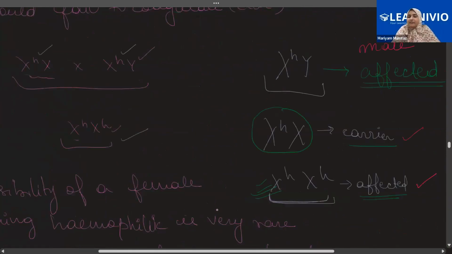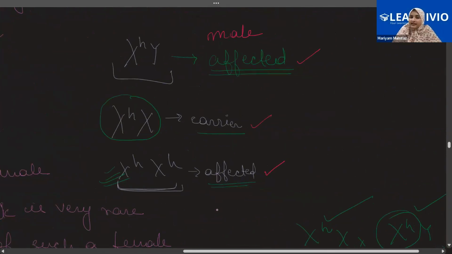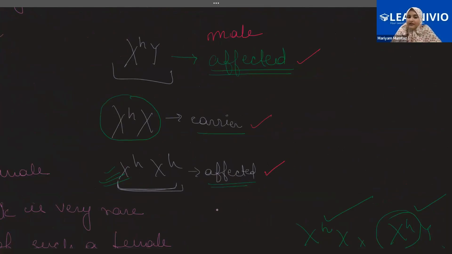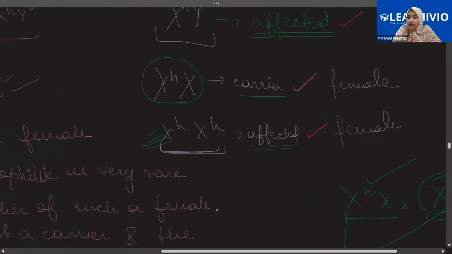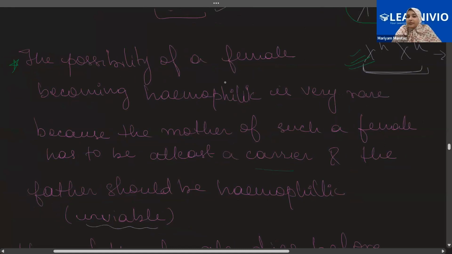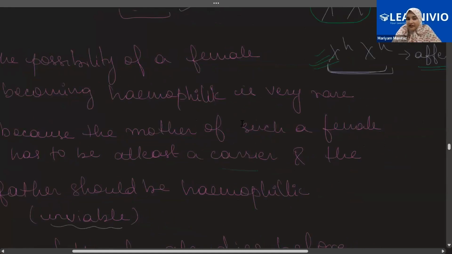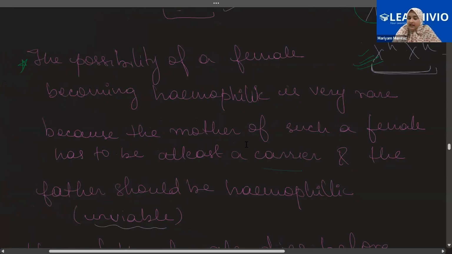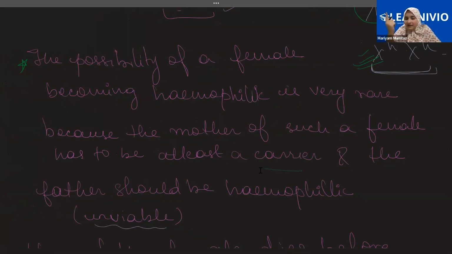Okay. Now the same cases apply here. XHY will be the affected male because again this is an X-linked recessive disorder. XHX will be a carrier female and XHXH will be the affected female. Okay, it will be affected only in the homozygous recessive condition. Now, the possibility of a female becoming hemophilic is very rare because in this case, the mother has to be a carrier and the father should be hemophilic, isn't it?